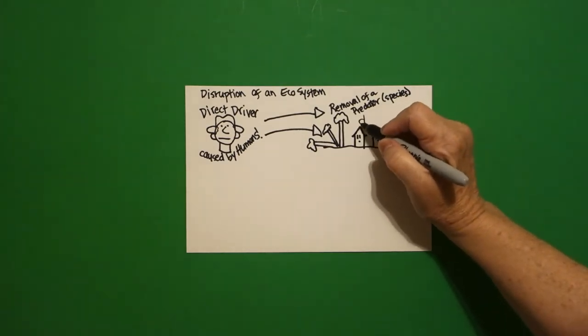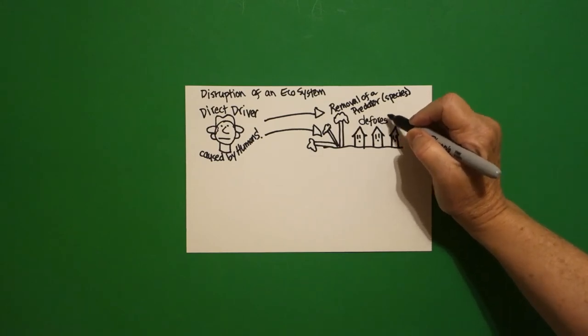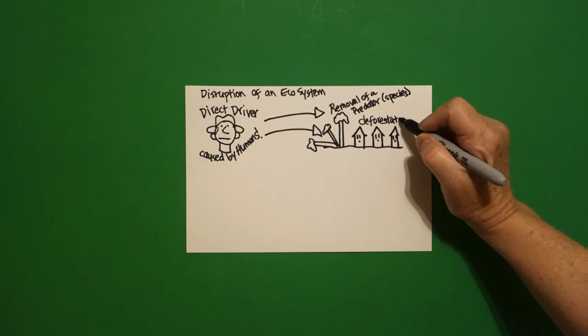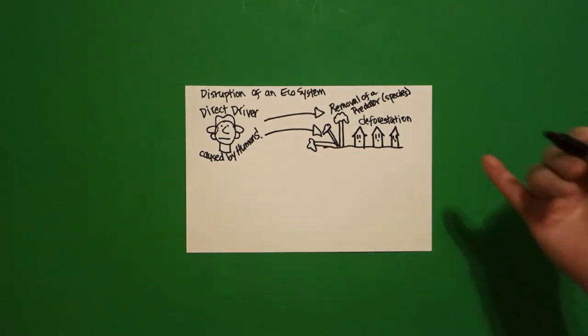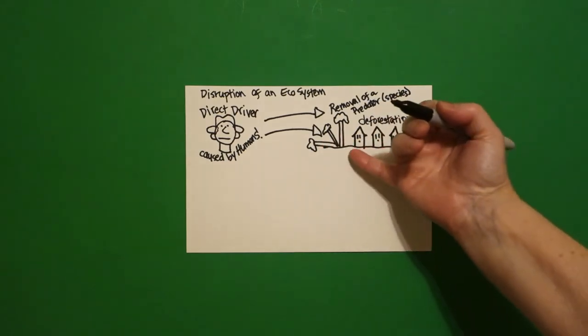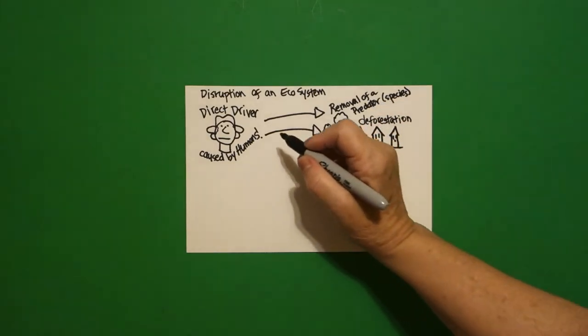Okay, this is deforestation. And that is when you take over the habitat of an animal, and because it's no longer there, because you've built something else, like human housing, all of a sudden this changes the ecosystem.